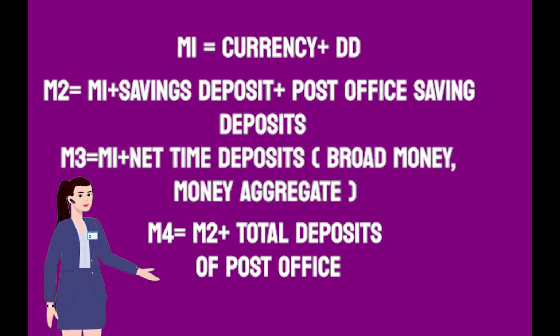Here M3, that's called broad money. It's also called aggregate money resource or money aggregate. Okay, these are the four alternative measures of money supply.